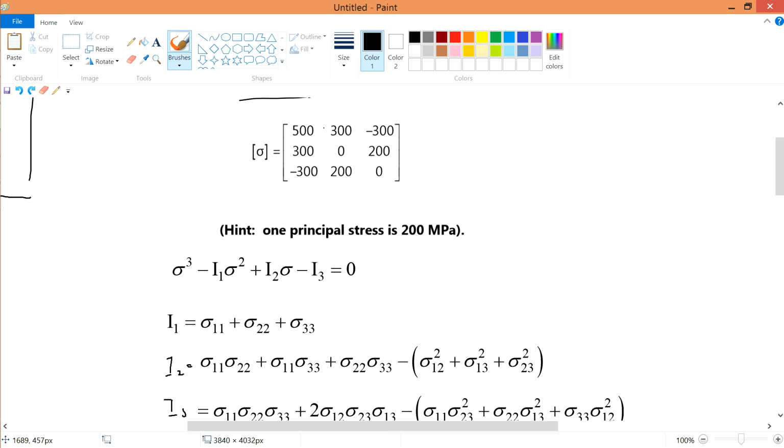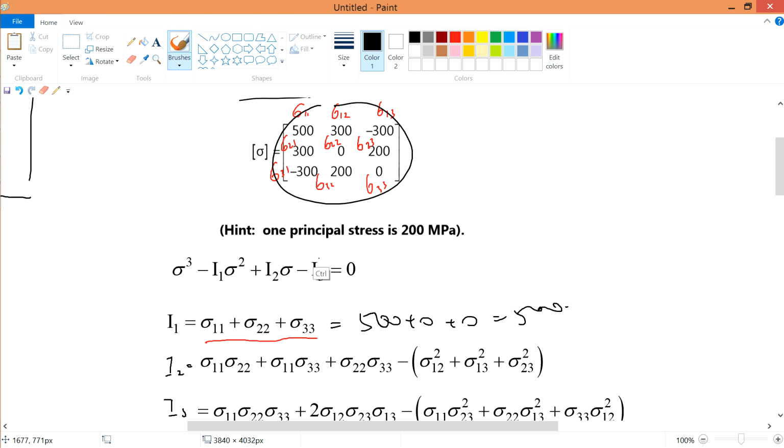And to start, we need to be able to identify sigma 1,1, 1,2, 1,3 and so on, because these are all in terms of those. So when you do that, sigma 1,1 plus sigma 2,2 plus sigma 3,3 is 500 plus 0 plus 0, which goes to 500. Likewise, you can apply the same to the other terms. You can do it yourself, because I'm just conveying how we do it.